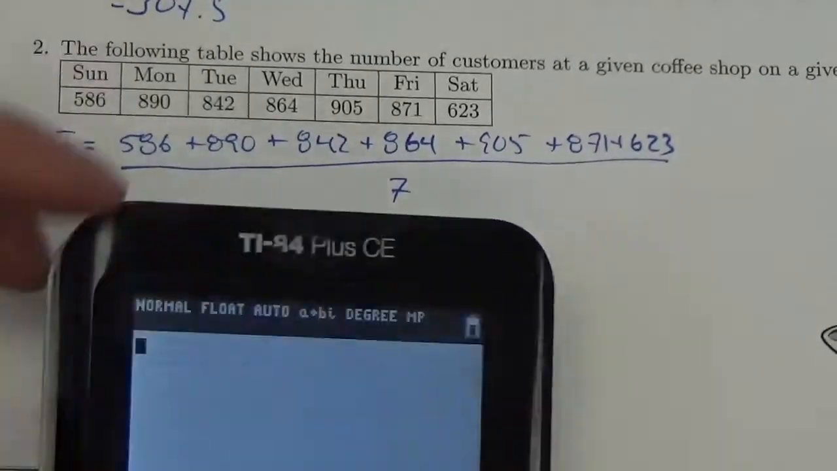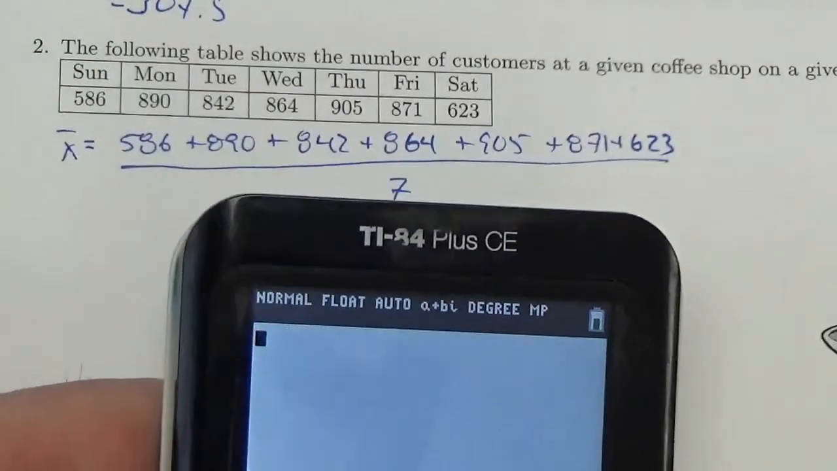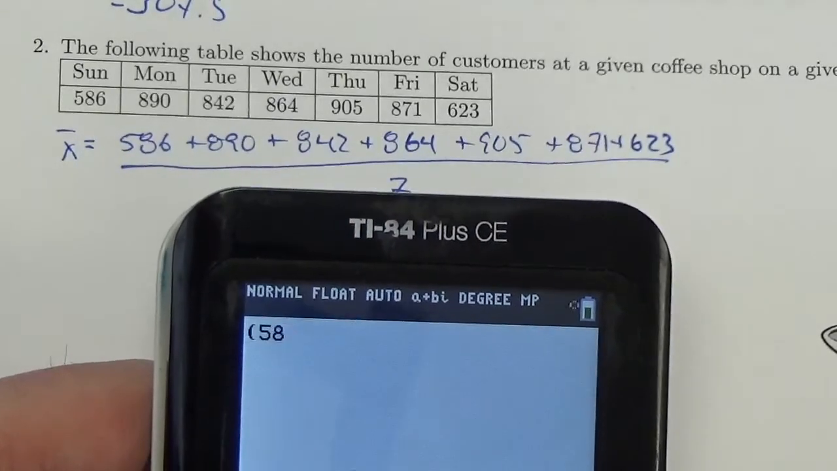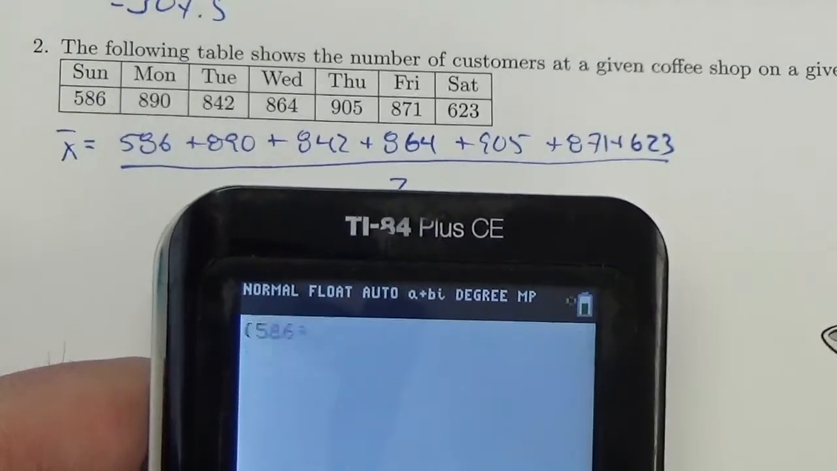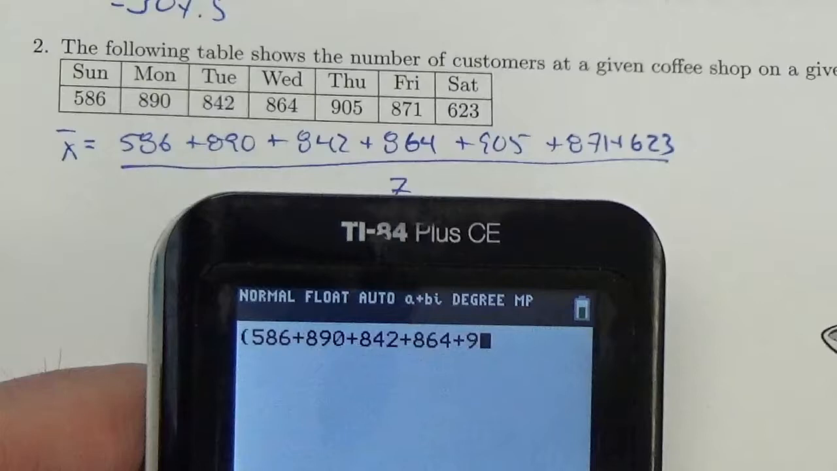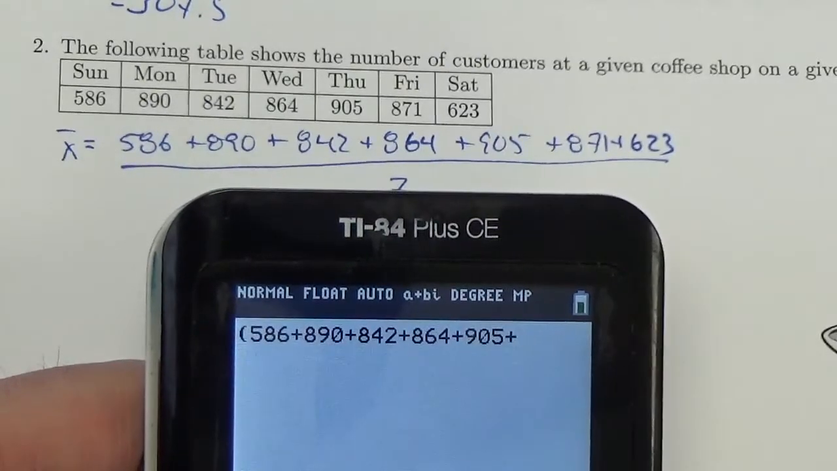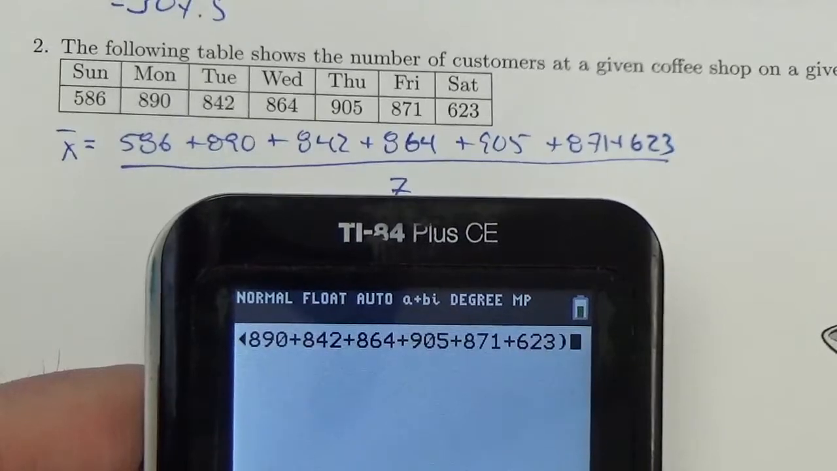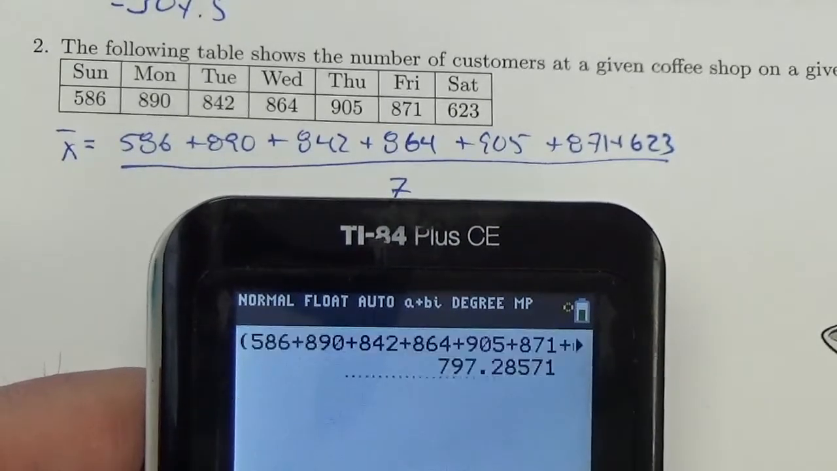So once again, we just go back to the calculator and enter this all in. Whoops, but I've got to make sure I put parentheses there. 586 plus 890 plus 842, 864, 905 plus 871 plus 623. Close the brackets, divided by 7.